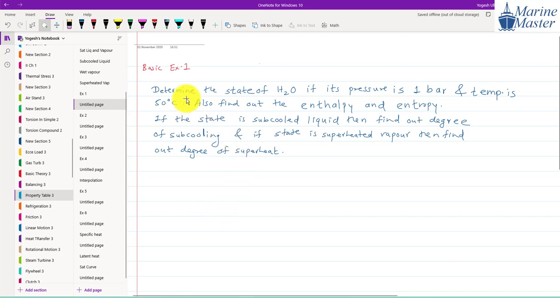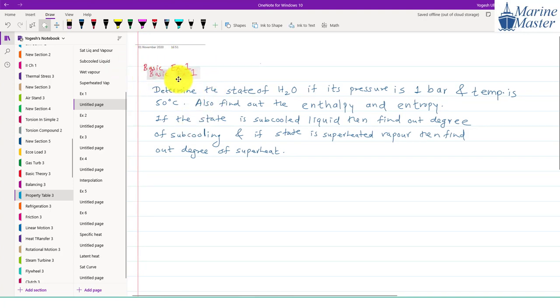Now give the next heading, basic example 1, and try to write down this question. Everyone, first of all give the heading basic example 1, and after writing the question, try to read it minimum 2 times, everyone.